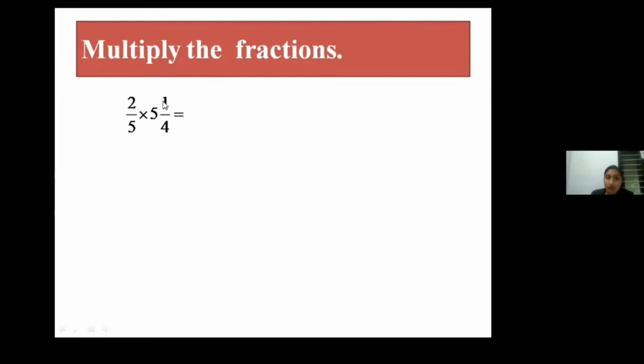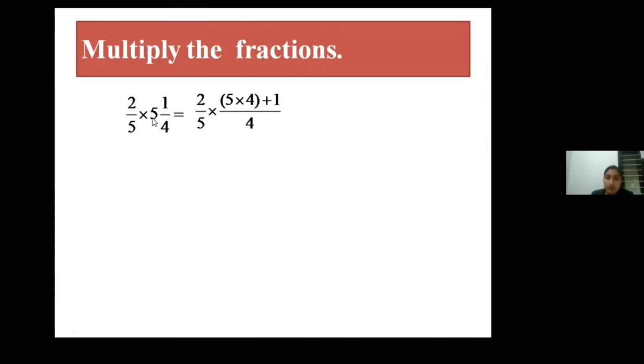Here 5 1 by 4 is a mixed fraction. A mixed fraction is a combination of a whole number and a proper fraction. In the proper fraction 1 by 4, 1 is the numerator and 4 is the denominator. So first we have to convert the mixed fraction into an improper fraction. That is, we can rewrite the fraction 2 by 5.